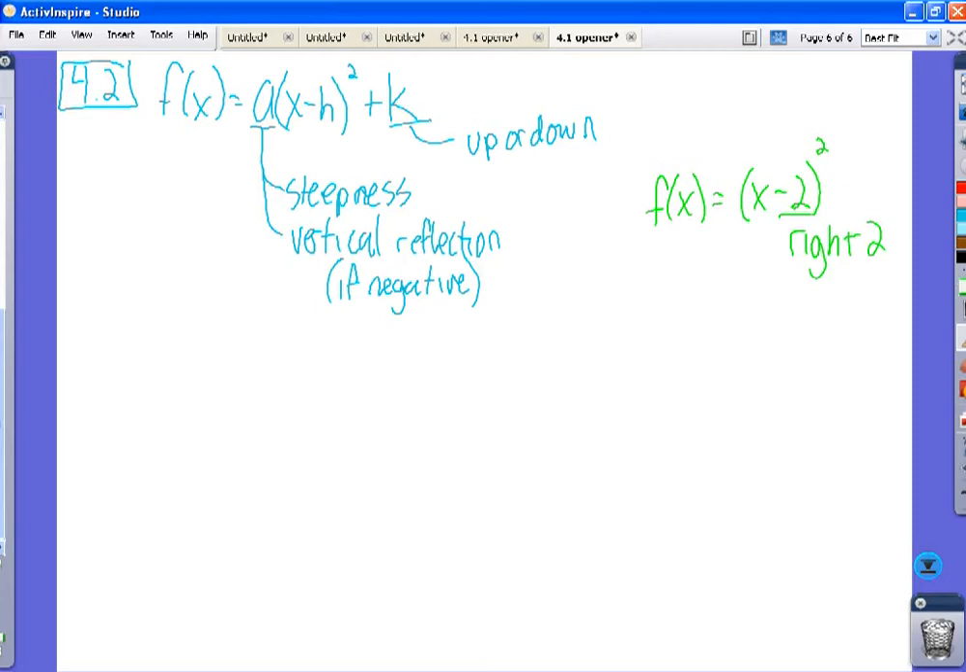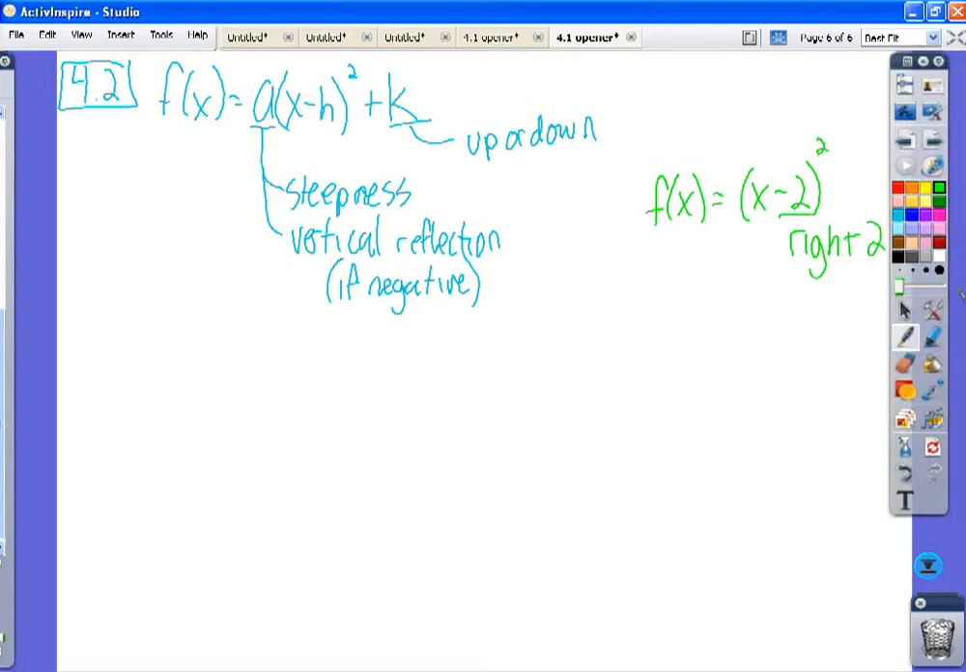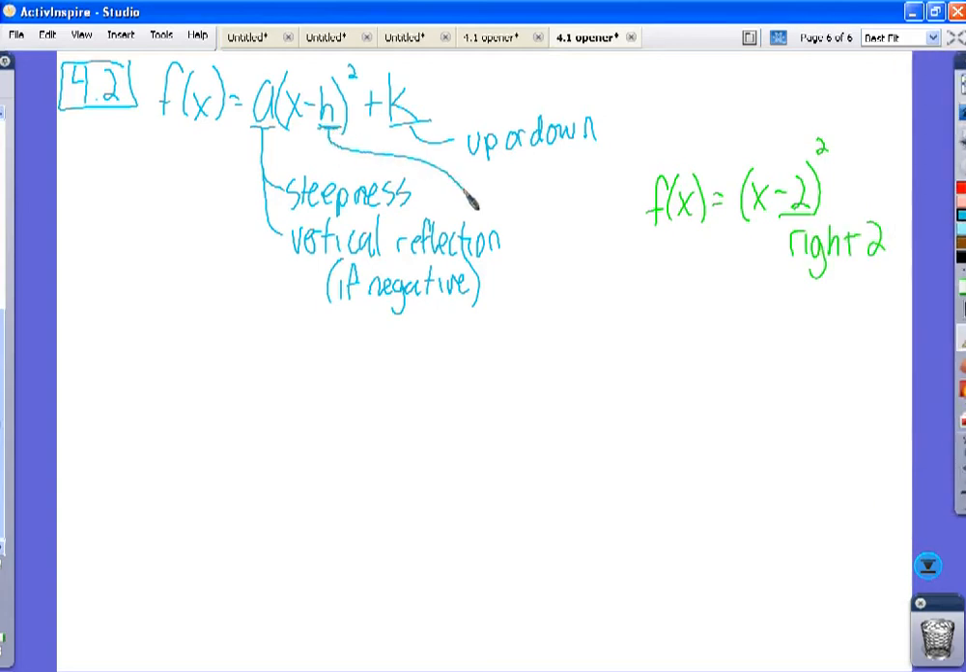Alright. So this moves up or down. This affects the steepness and possibly vertically reflects it if it's negative. And this moves it horizontally.